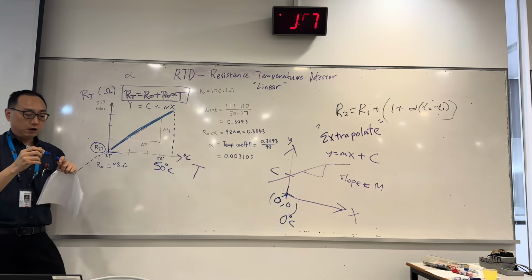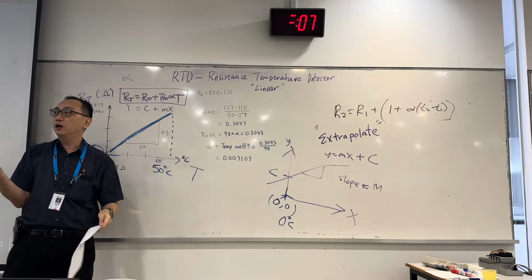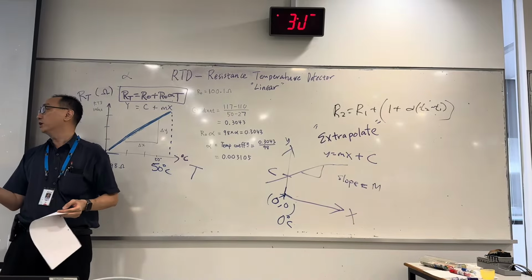Agree? Now, however, you realize that hey, there's no way in this lab that we can go to 0 degrees Celsius. Am I right? In this room condition, how to go to 0 degrees? Agree? You cannot go to 0. So what we do, mathematically, we use this function called extrapolate.